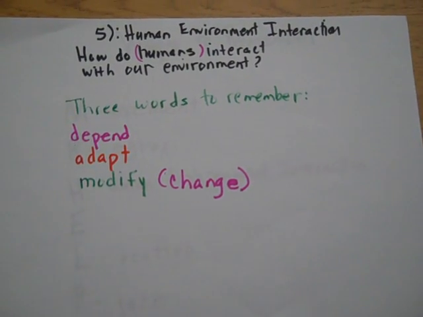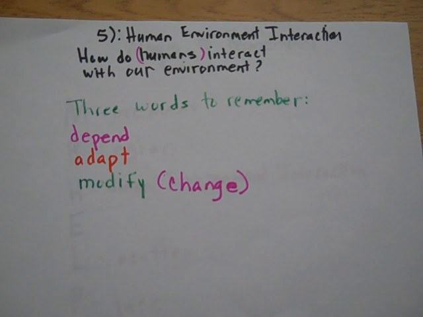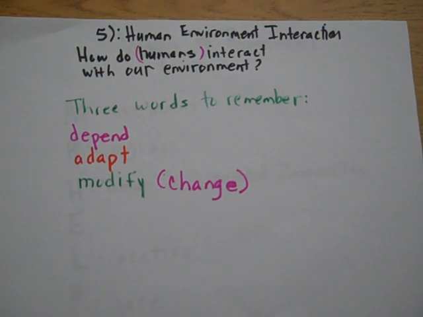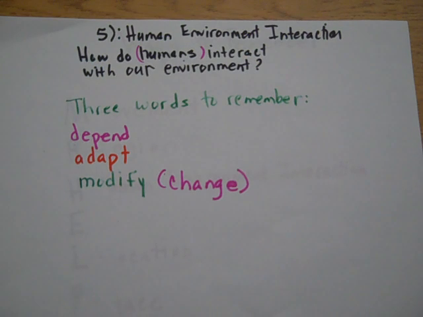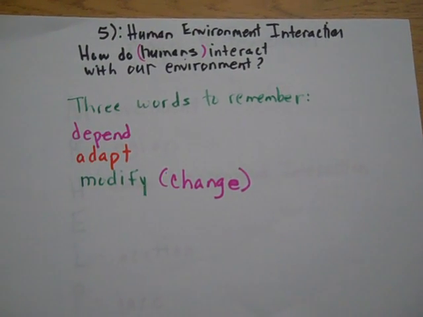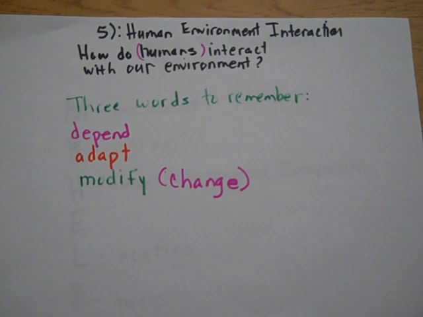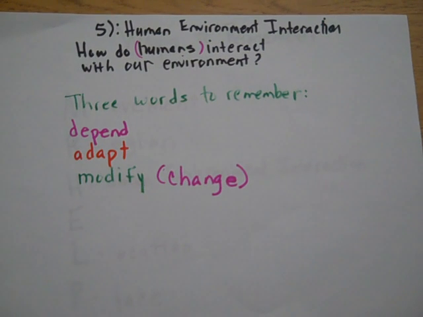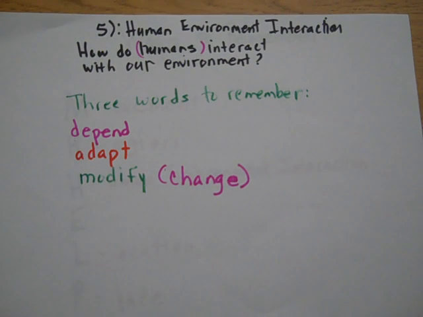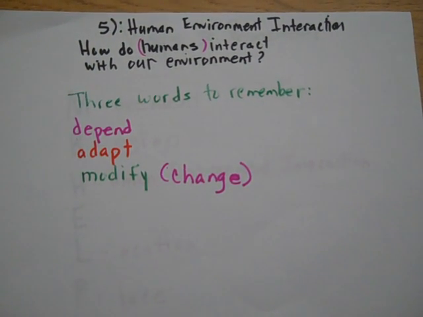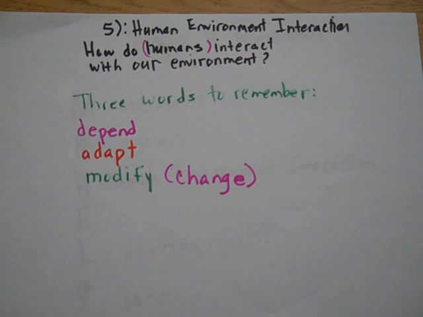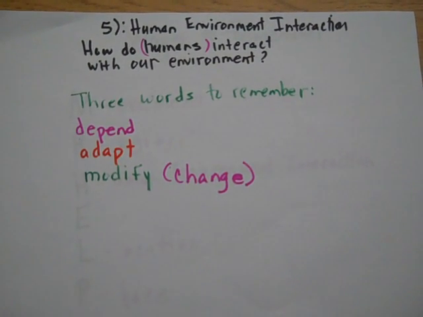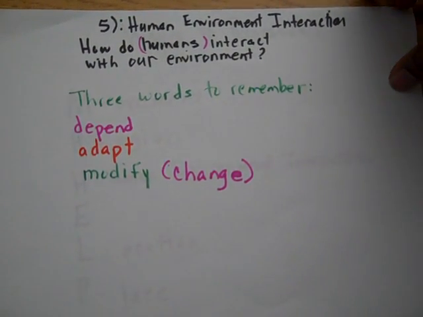The last one is human-environment interaction. How do humans interact with our environment? When asking yourself these questions, always ask, what 3 words do we need to remember when we're trying to determine if human-environment interaction is what we're being asked? Depend, adapt, and modify. How do humans depend on the environment? How do they adapt to it? Like, how do they learn to live there? What do they do to make life better for themselves? Like building an irrigation system or a canal. Or how do they modify it? Modify simply means to change.